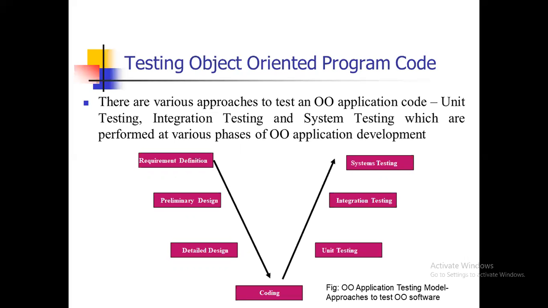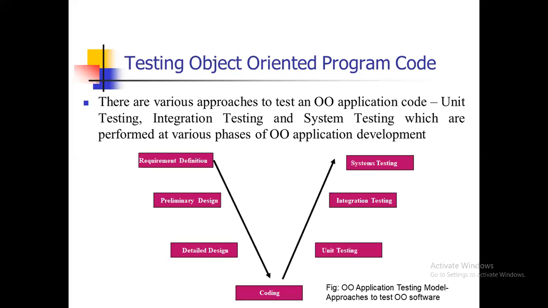Then preliminary design means the prototype. Before developing the software product, we create one design, then a detailed design, then we implement it, we code that system. After the coding phase, we have to test the software product. That is, we are going to perform unit testing, integration testing, and system testing.